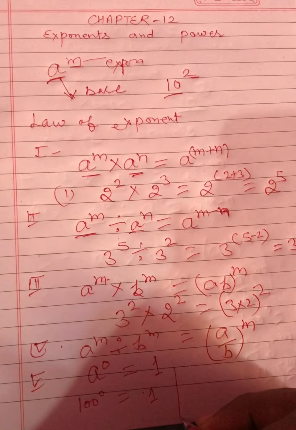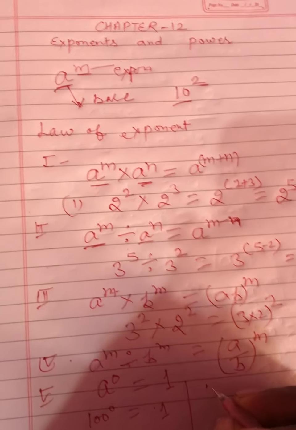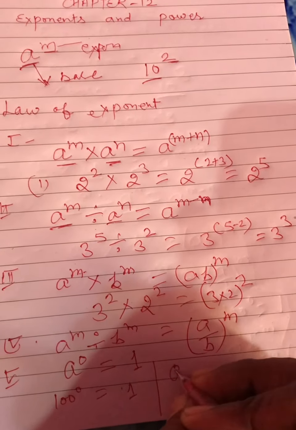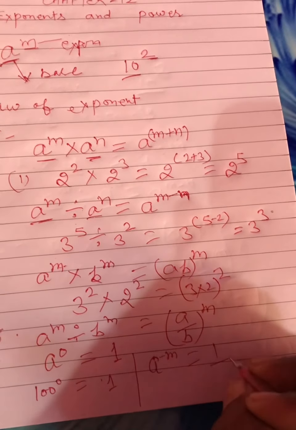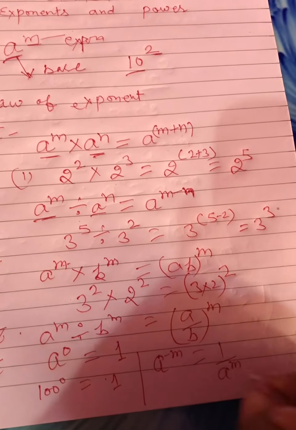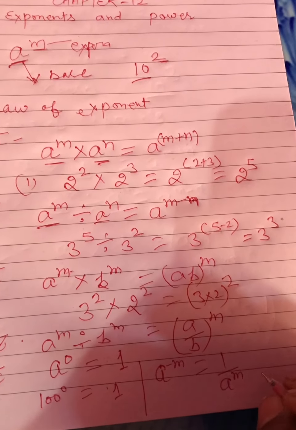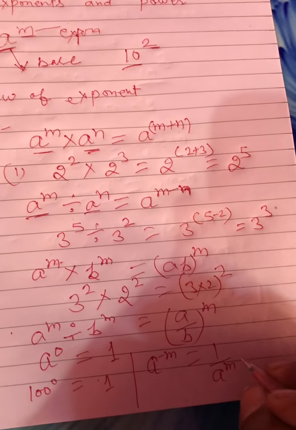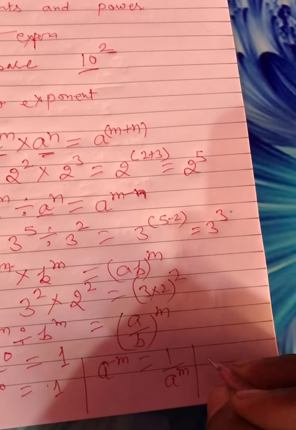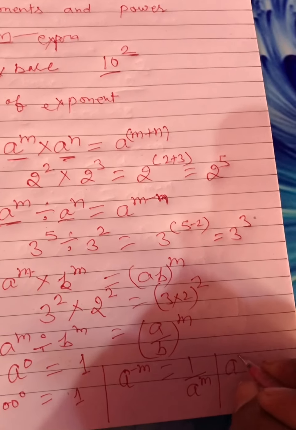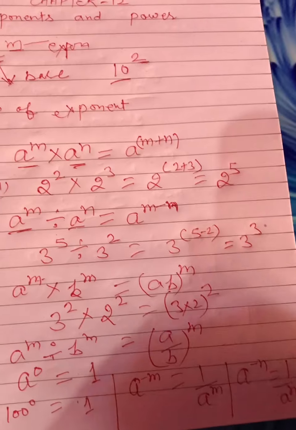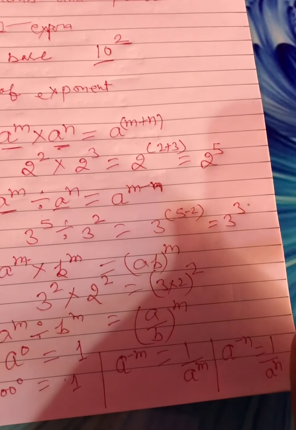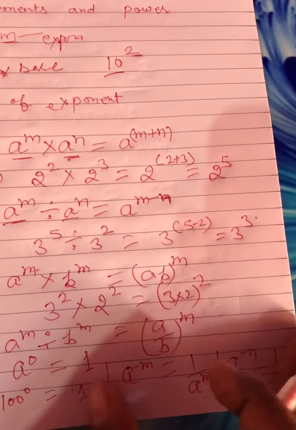And in this class, 8th class, if the power is negative, a raised to power minus m, we can write 1 upon a raised to power m. If any power is negative, a raised to power minus n, we can write 1 upon a raised to power n. If the power of something is negative, writing it as 1 upon it makes the power positive.